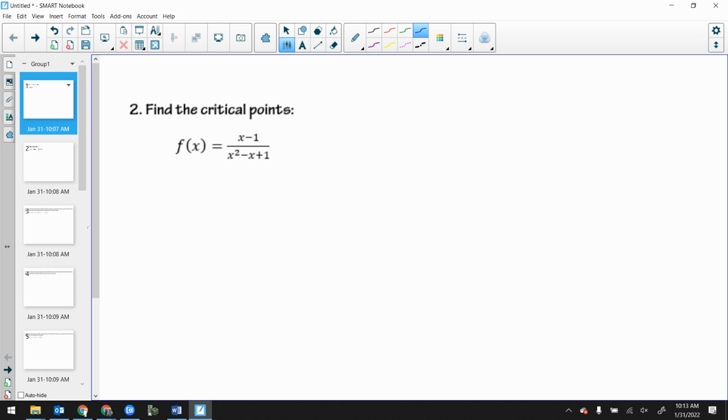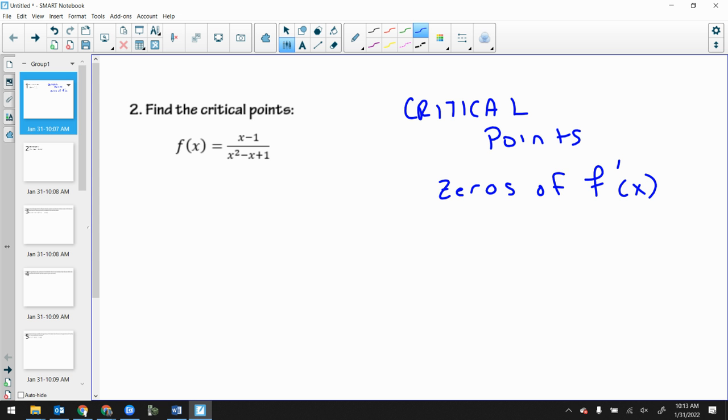So remember, finding the critical points. Let's remind ourselves, the critical points are where the zeros of f prime of x are, and where f prime of x does not exist. Normally we just focus on the zeros of f prime of x. But because this is a rational function, I've got to think about not only the zeros, but also this could not exist in certain places.